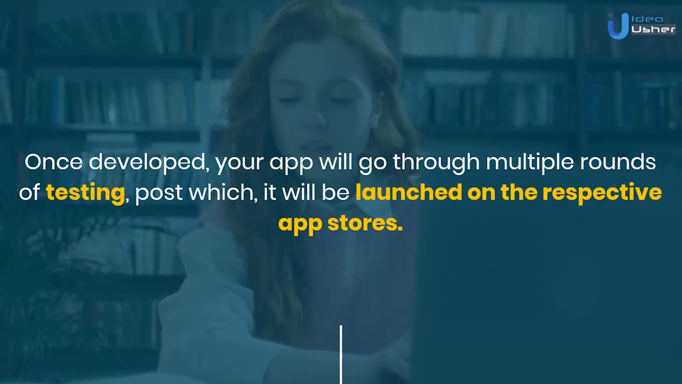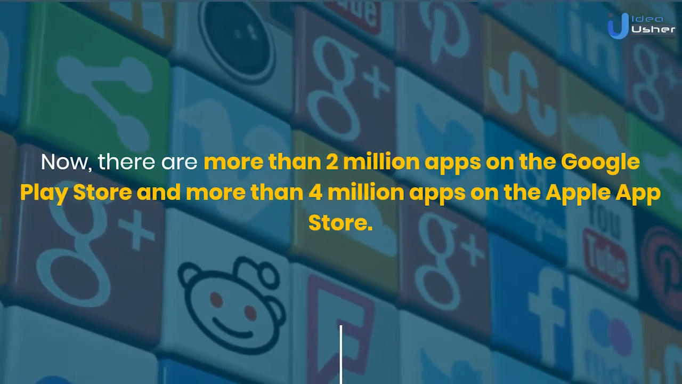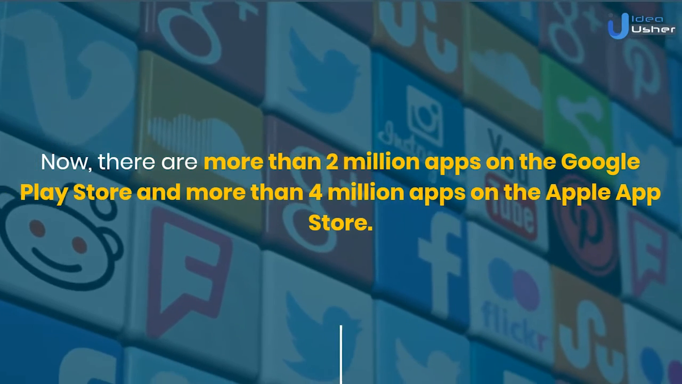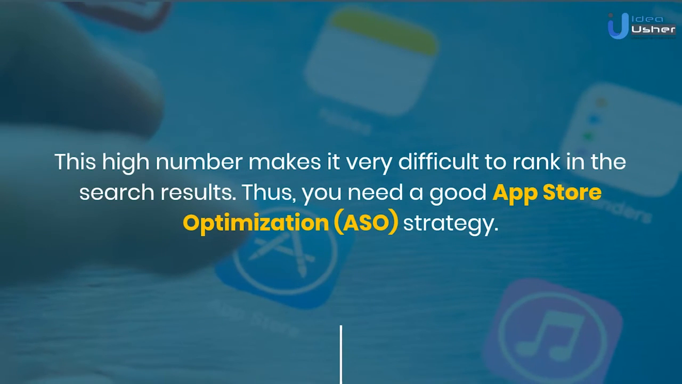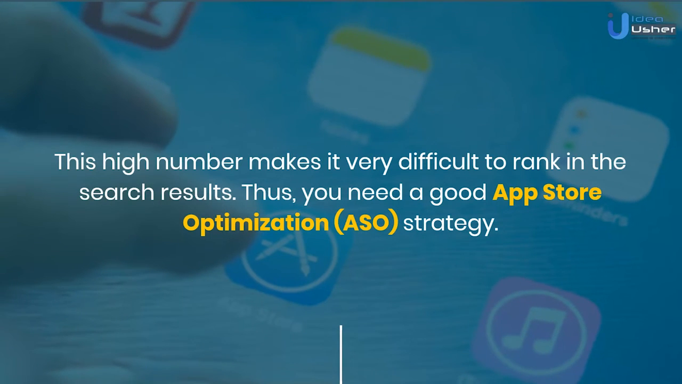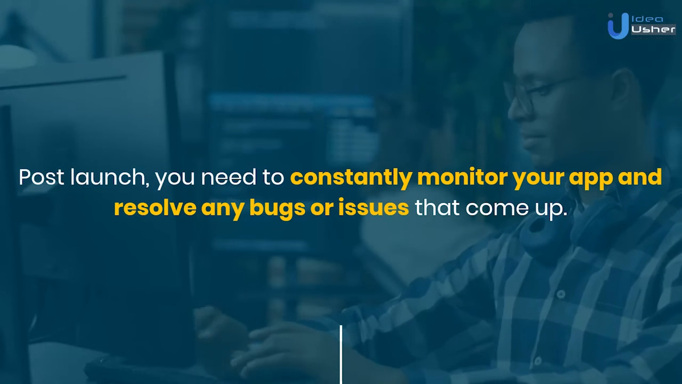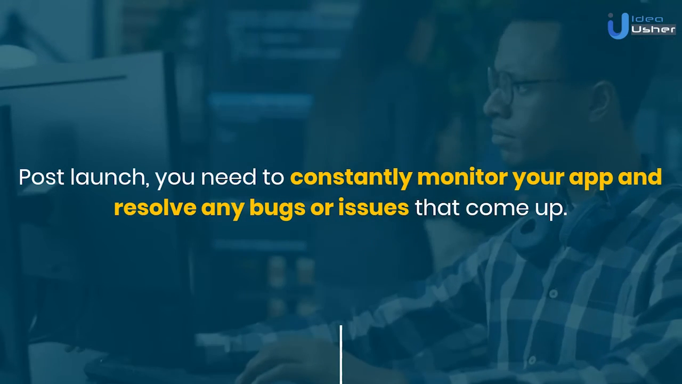Once developed, your app will go through multiple rounds of testing, post which it will be launched on the respective app stores. Now there are more than 2 million apps on the Google Play Store and more than 4 million apps on the Apple App Store. This high number makes it very difficult to rank in the search results. Thus, you need a good App Store optimization strategy. Post-launch, you need to constantly monitor your app and resolve any bugs or issues that come up.